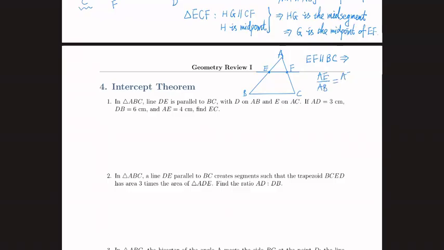Let me rewrite this: AF over AC, and it turns out to be EF over BC. The intercept theorem is an equivalence, you can go both ways. If we have the parallel side, we have the equal ratio. If we have the equal ratio, it must be parallel to BC.